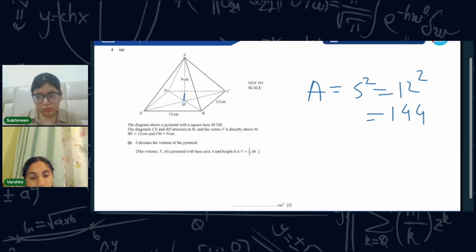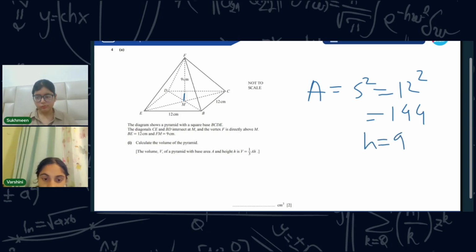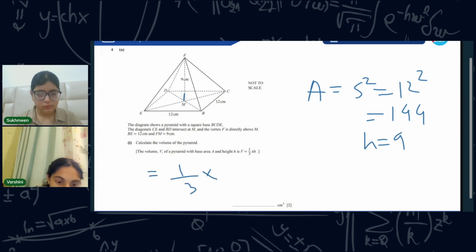So now all we need is h, and we know already h is equal to 9. So now let's just substitute these in the formula. So we're going to get 1 by 3 into 144 into 9.